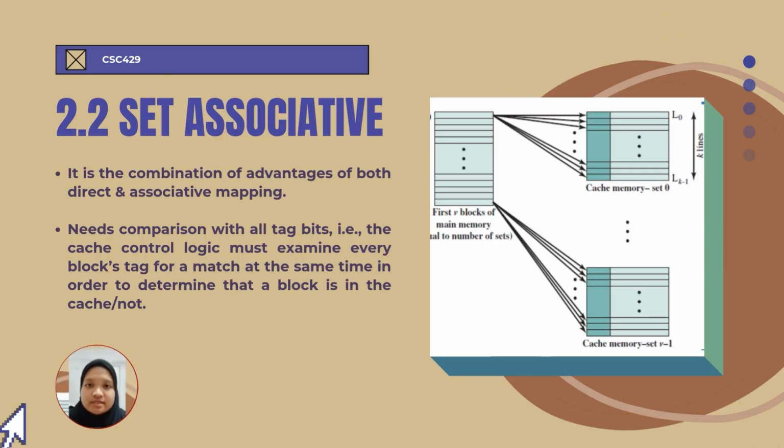Next, I'm going to briefly explain the concept of set associative mapping. Set associative mapping is basically a combination of two cache mapping techniques, direct mapping and fully associative mapping. It combines the advantages of both, giving us a balance between flexibility and efficiency. If you look at the diagram here, you can see how the memory blocks are divided and mapped into different cache sets. Each set has multiple lines or slots where the data can be stored. This flexibility reduces the chances of cache misses compared to direct mapping.